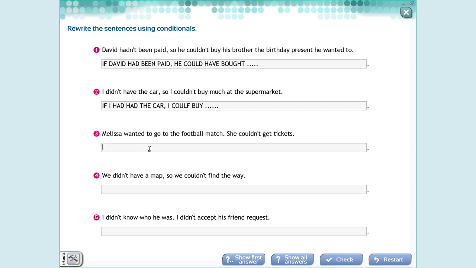Melissa wanted to go to the football match. She couldn't get the tickets. Se ela tivesse comprado os tickets, if Melissa had been able to buy the tickets or to get the tickets, ela teria ido ao show. She would have gone to the match. Sorry, not concert.